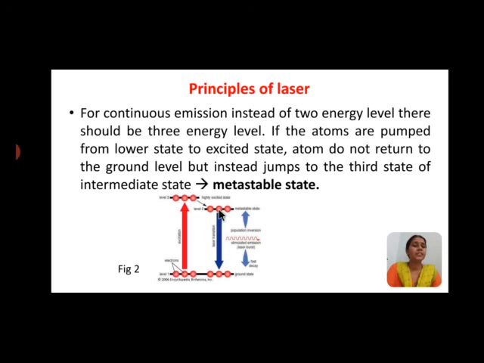So what is happening in the principle of laser is that we want a continuous emission of the laser. With 2 energy levels, E1 and E2, we cannot get the continuous emission of the laser. To overcome this difficulty, one more energy level should be there, so we have 3 energy levels. This is the 1st energy level, this is the 3rd energy level, and this one is the 2nd energy level.